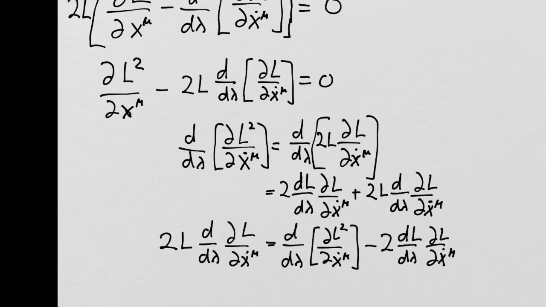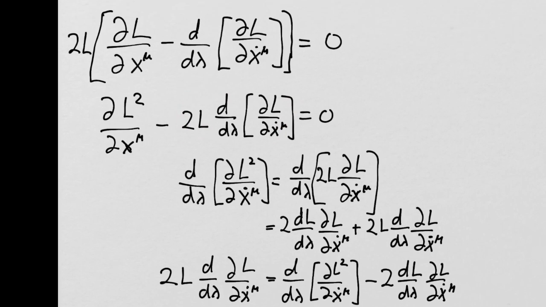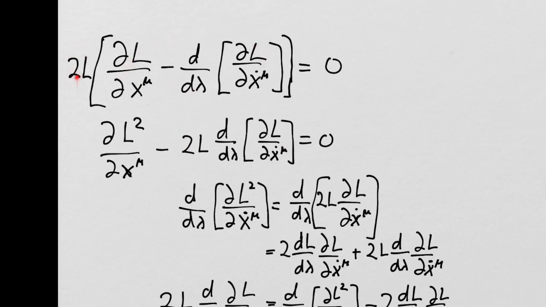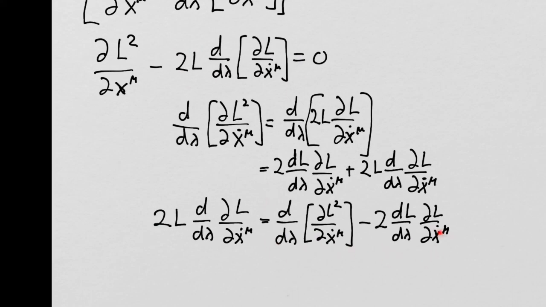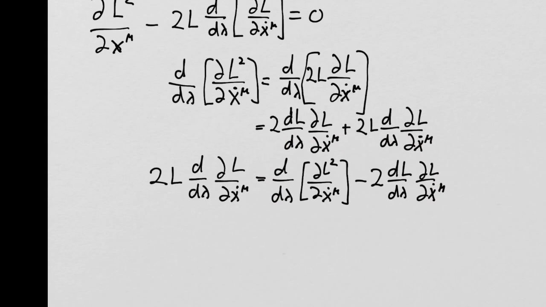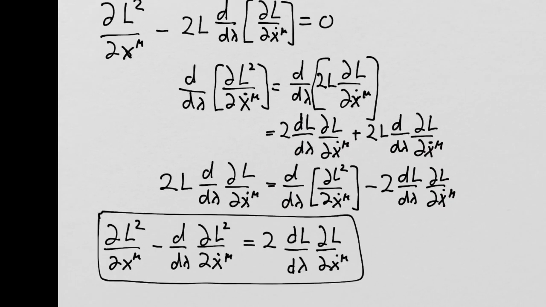And voila, now we have an expression for 2L d/dλ of ∂L/∂ẋ^μ, which is exactly the right half of the expression of our original Euler-Lagrange equation multiplied by 2L. This gives us this thing, which is just another restatement of the Euler-Lagrange equation. Now I can substitute this by this, ultimately giving us the answer. This is basically the Euler-Lagrange equation in a slightly different form. That's all, this is done.